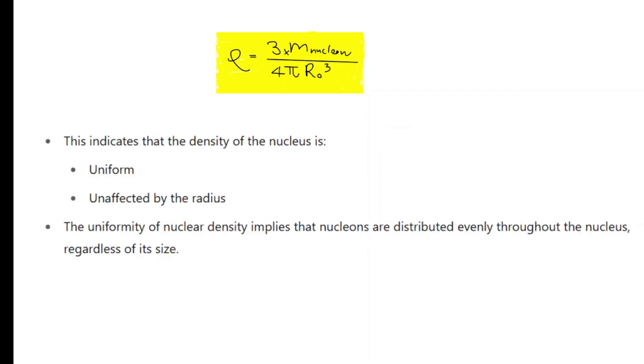So here are some important points you need to know for A-level physics. The density of a nucleus is uniform and it's unaffected by the radius. You can see there's no radius in the formula. Now, the next thing is the uniformity implies that the nucleons are evenly distributed throughout the nucleus regardless of its size. That's why for any given volume, it's the same mass or constant density.